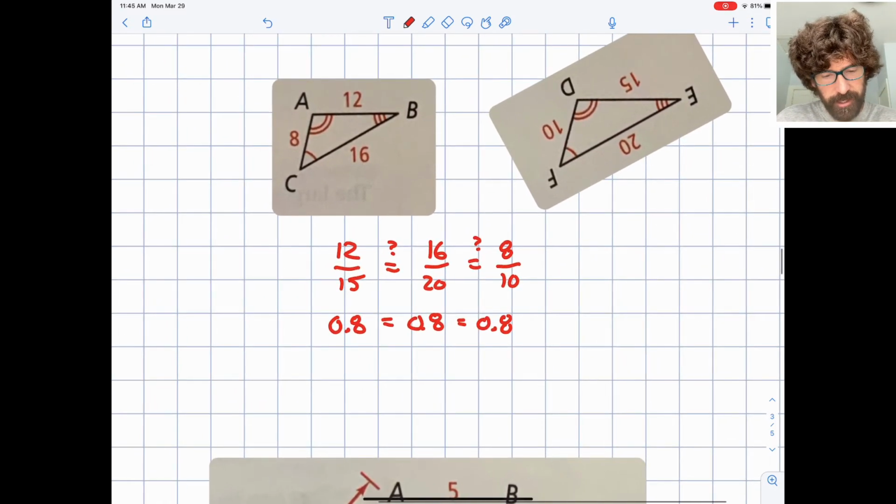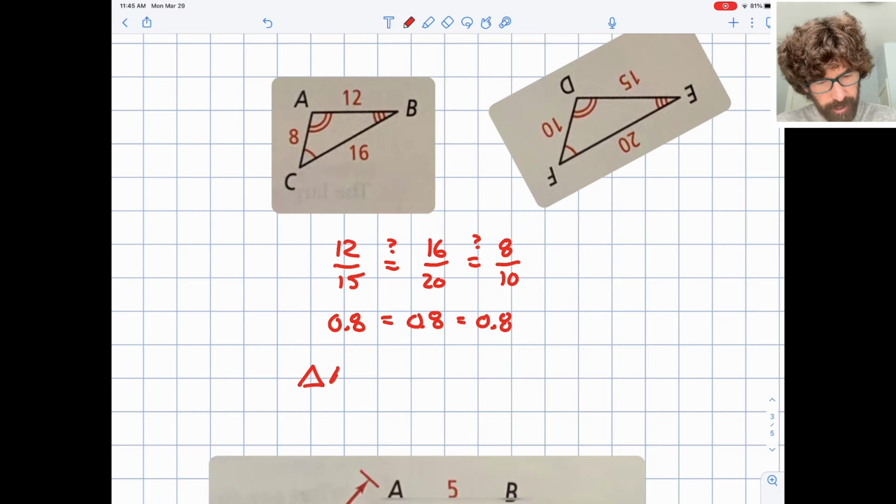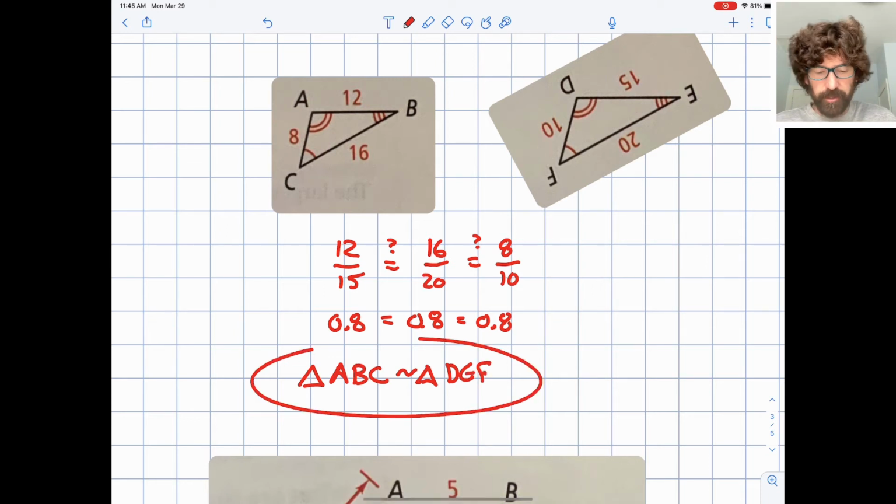So then we can say here that triangle ABC is similar to triangle DEF. Okay, so they are similar. There's a scale factor of 0.8. The smaller triangle is 0.8 of the larger triangle in terms of side lengths. And there's our similarity statement.